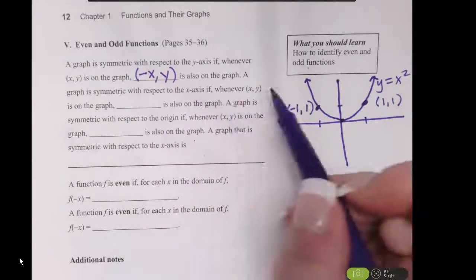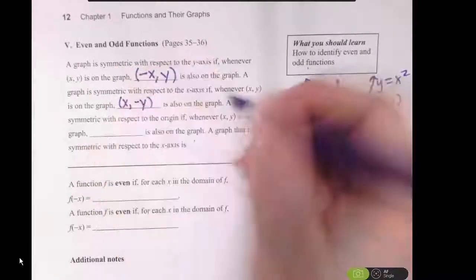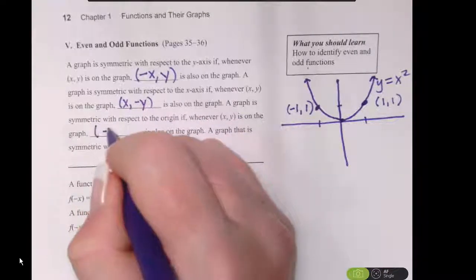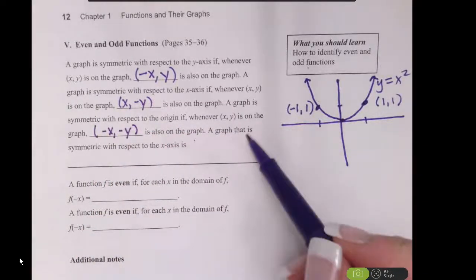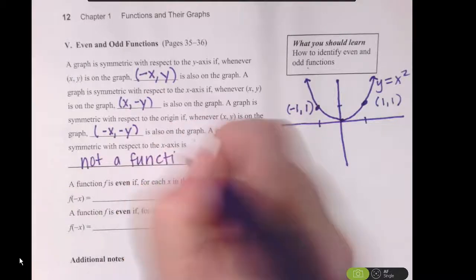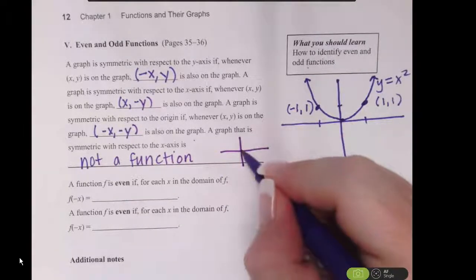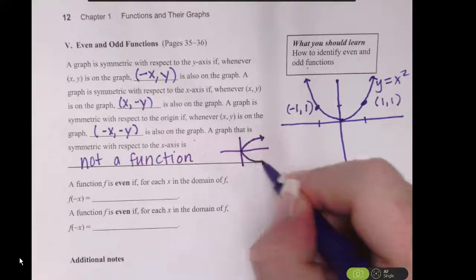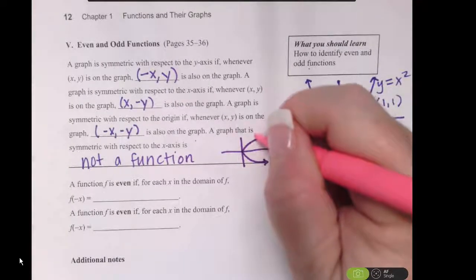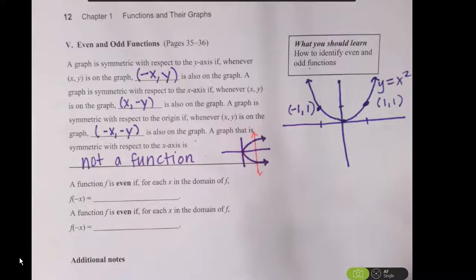A graph is symmetric with respect to the x-axis if whenever (x, y) is on the graph, (x, negative y) is also on the graph. A graph is symmetric with respect to the origin if whenever (x, y) is on the graph, (negative x, negative y) is also on the graph. A graph that's symmetric with respect to the x-axis is not a function. And just hearing those words, symmetric to the x-axis, if you can't visualize that, what you want to picture is something that is the same on both sides of the x-axis, and you can kind of see right away that anything that's symmetric to the x-axis is going to fail the vertical line test. So those won't ever be functions.